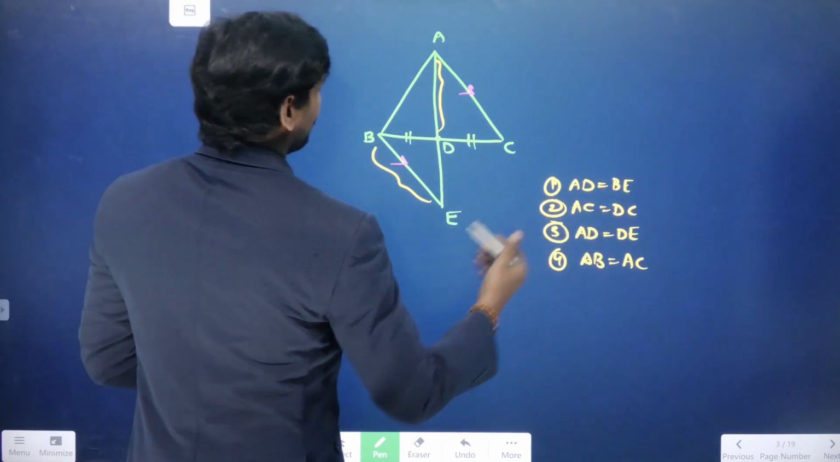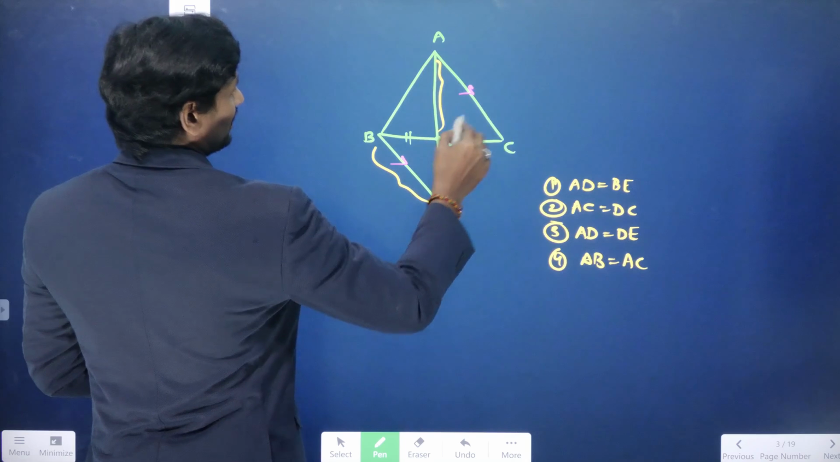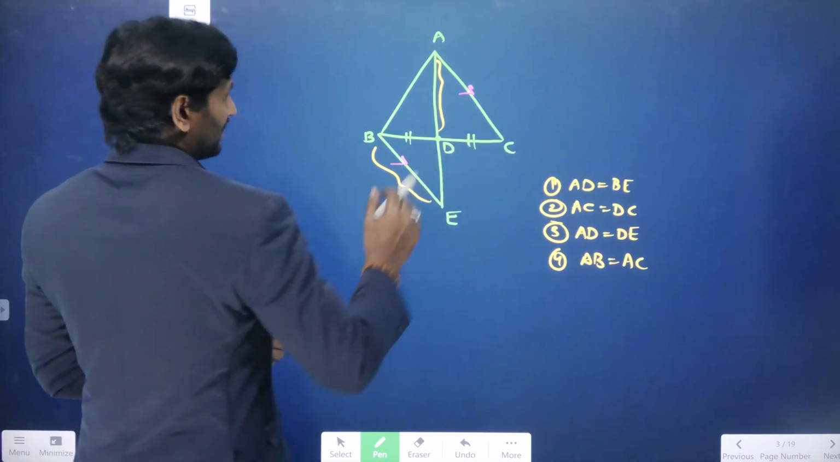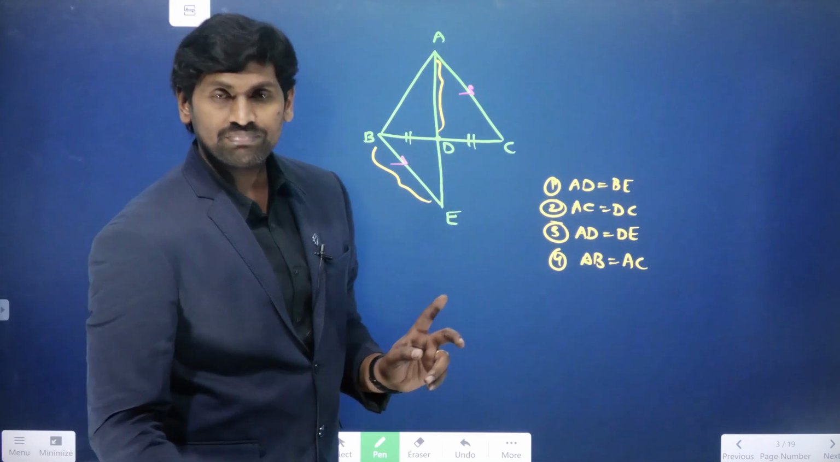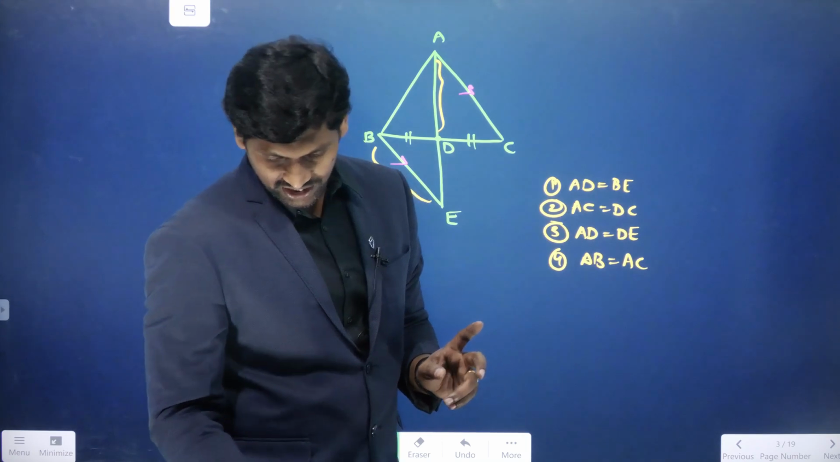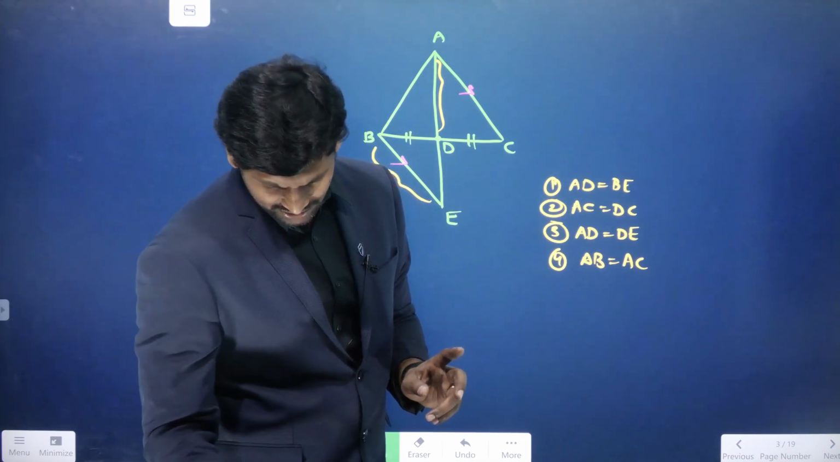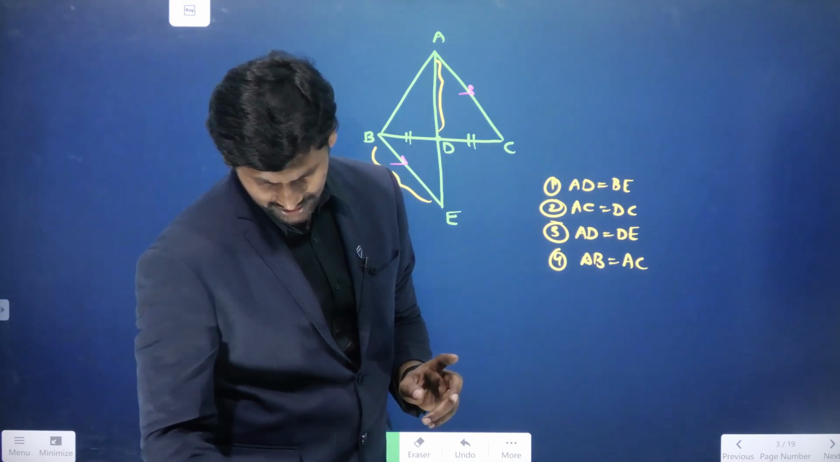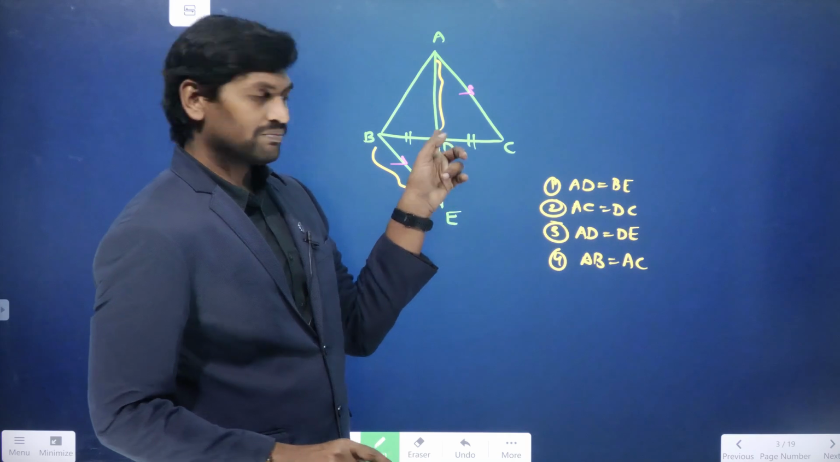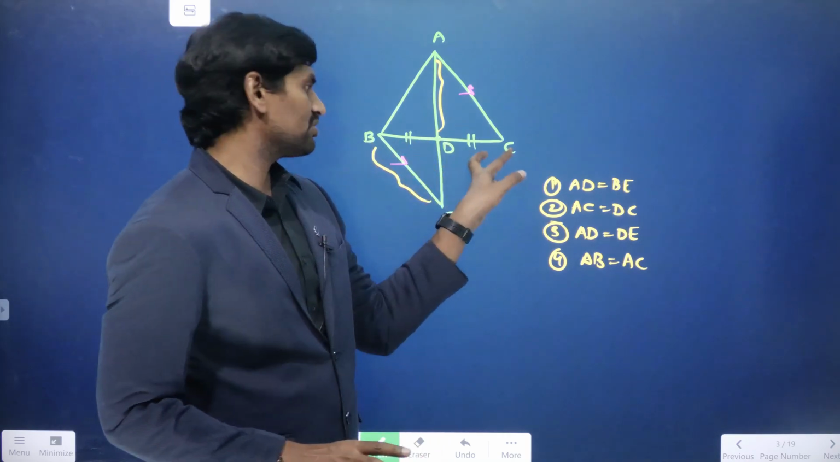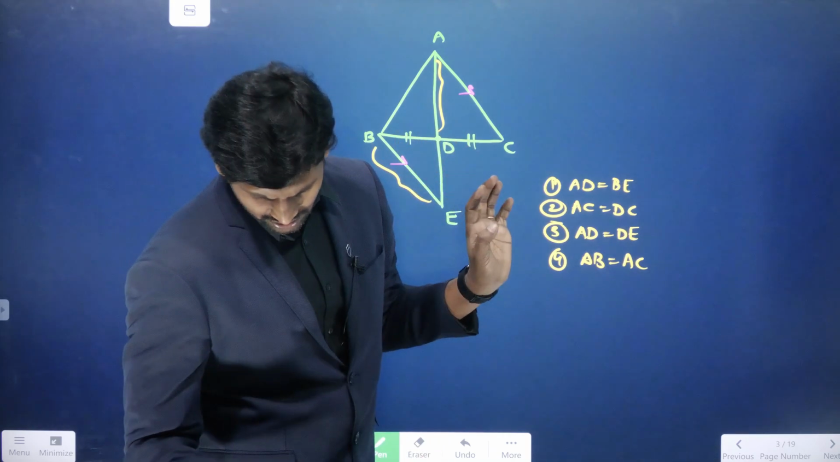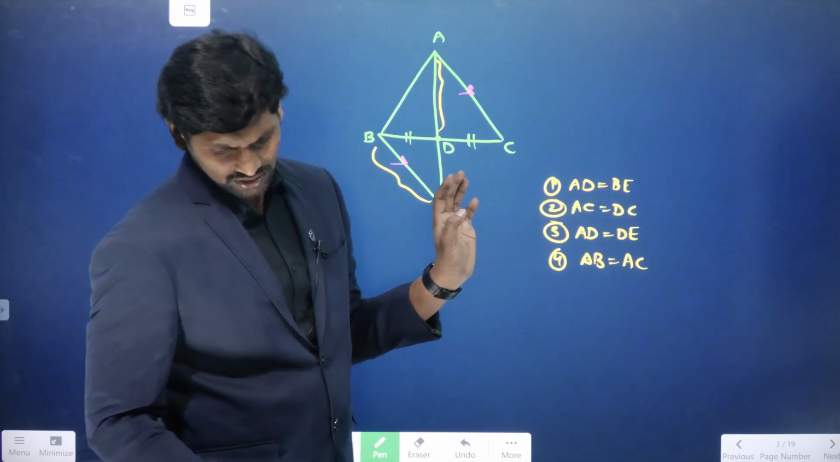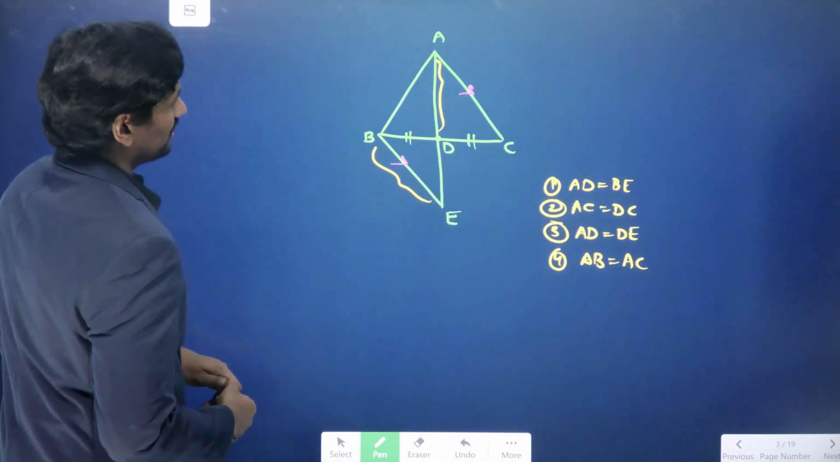Okay, next, AC equals DC. AC length, DC length. It is given that ABC is a triangle, but it is not mentioned whether it is an isosceles triangle or an equilateral triangle, like that. It is just a triangle that is given. So from this you should take that BD equals DE. Okay, now BD equals DE.